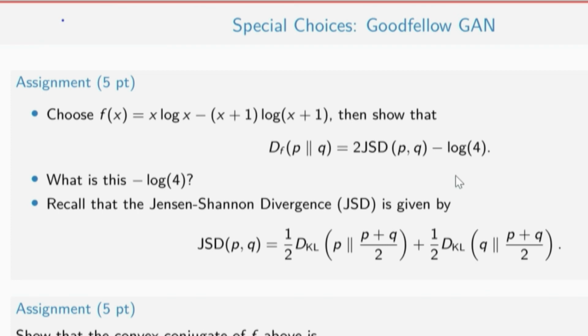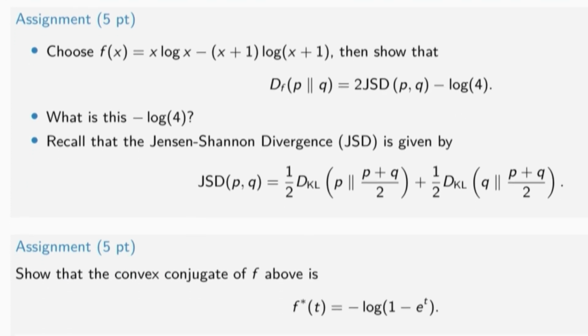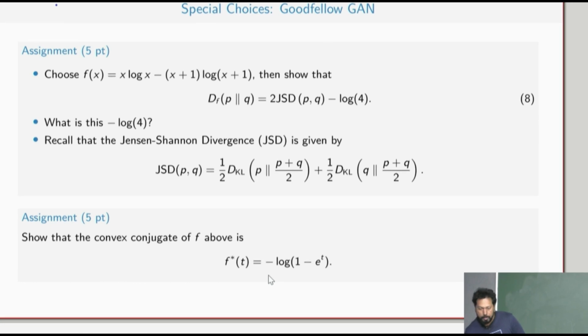And then the convex conjugate of f is that. Given that f is x log x minus (x plus 1) log (x plus 1), you're supposed to prove that the conjugate of that is minus log (1 minus e^t). We have done some practice of conjugates, so you may try your hand on this. All these are interesting problems, so it's better that you enjoy doing it yourself. These are the two things.